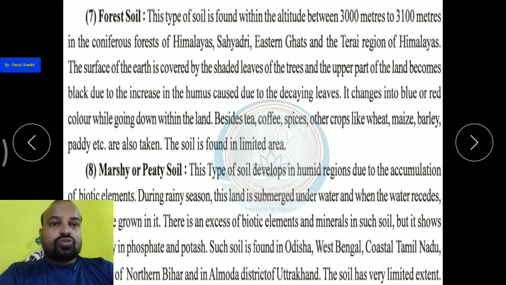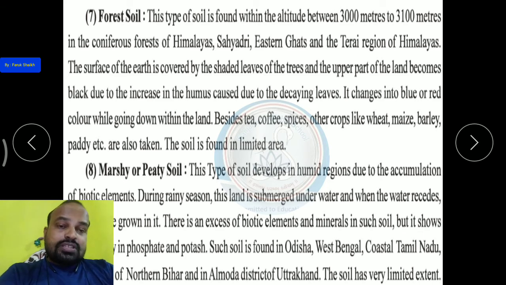That is why it is also known as a coniferous forest. So in the Himalayas, Sahyadri, Eastern Ghat, and the Terai regions of the Himalayas, the surface of the earth is covered by the shaded leaves of the trees, and the upper part of the land becomes black due to the increase in the humus caused by the decaying leaves.